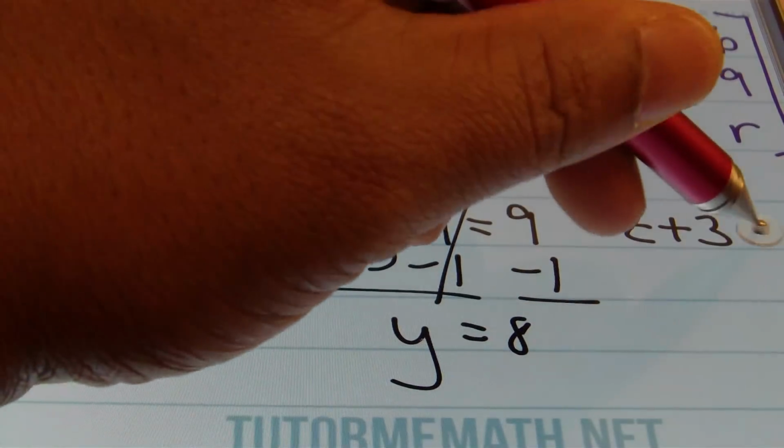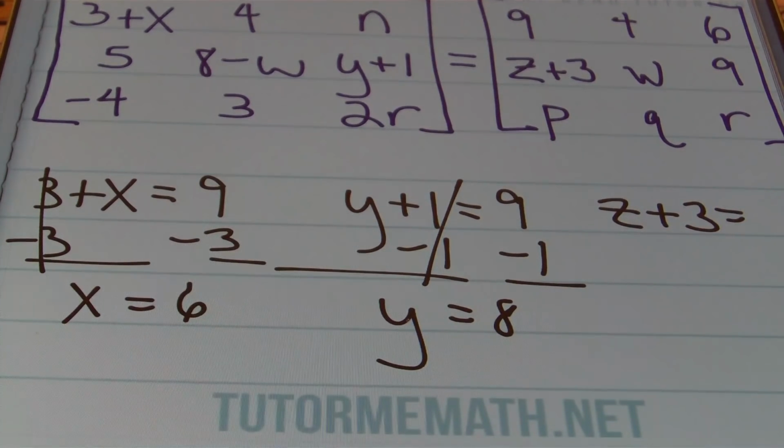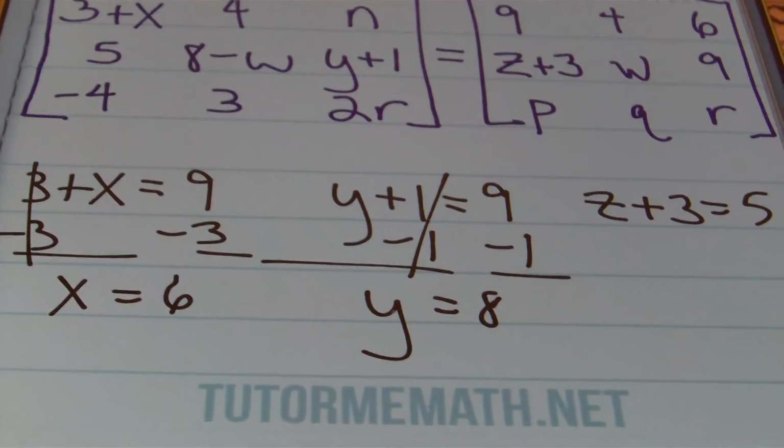Z plus 3 must be set equal to what value? Do you know? What's the corresponding element for the second row, first column? It'll be the number what? Exactly. It must be the number 5. Very good. Let's go ahead and solve for that.